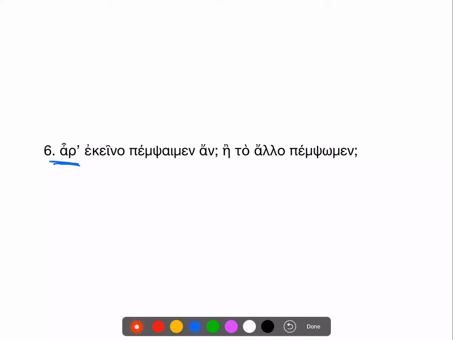So let's look at some examples. This is exercise number 6. Ar ἐκεῖνο pempsimenon, e to allo pempsomen. So first off, it's a question. It's got that R in the beginning. We don't translate that, but it shows us that it's a question. All right, this is aorist optative, first person plural. It's an independent use of the optative. It's got on, so it must be a potential optative. Remember, aorist optative means it has simple aspect. So could we send, and this is neuter singular, here accusative, could we send that thing?